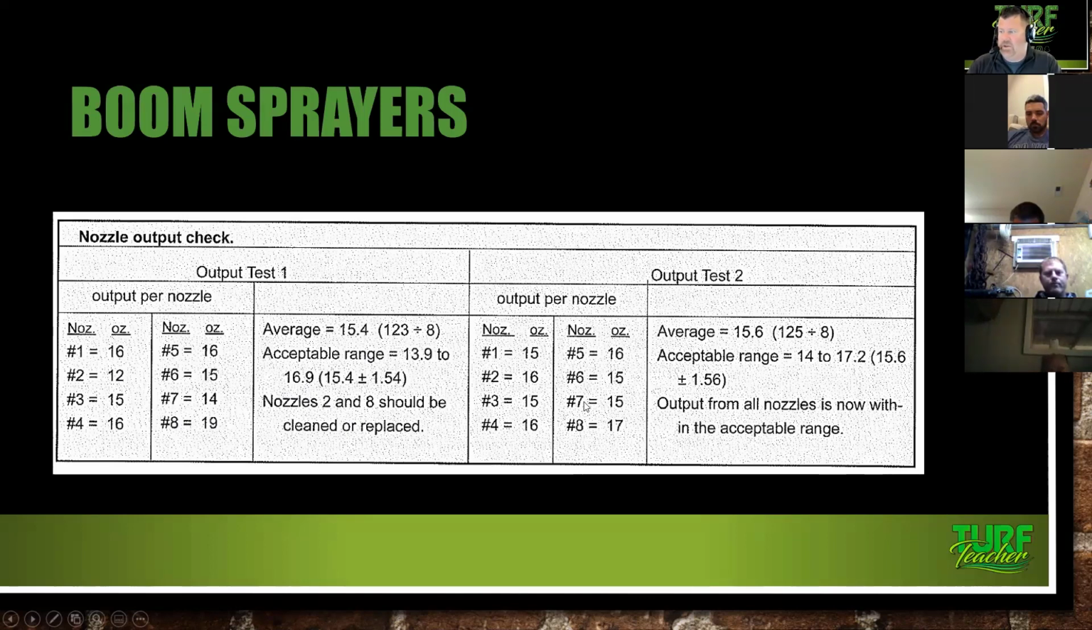And so you go back and you do this test again, and you've got 15, 16, 15, 16. That all looks good. 16, 15, 15, 17. That, you know, getting a little close, because our average, add them all up, we've got 125 divide by 8. That is an average of 15.6. The acceptable range is 14 to 17.2. With our average being 15.6, 10% is the 1.56. And so all of the nozzles are now within the acceptable range.